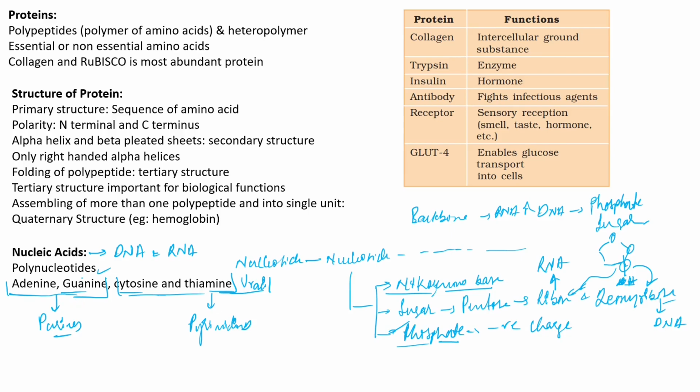I hope the concept of proteins, the structure of proteins, and also the types of nucleic acids is quite clear for you. Now we can move on to the next concept, the nature of bonds linking monomers in a polymer. We will mainly discuss the different types of bonds in a polymer.